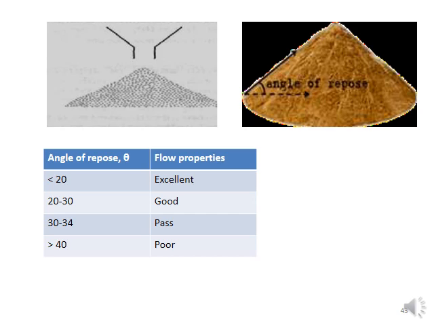In the angle of repose, this figure shows how the material is being added to the pile until the friction of particles is in equilibrium with the gravitational forces. This is the angle of repose. The flowability will be excellent if the angle of repose is less than 20, and the flowability will be poor if the angle of repose is greater than 40.